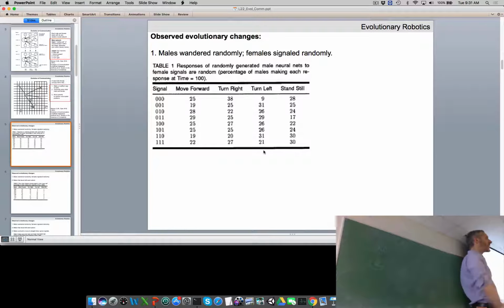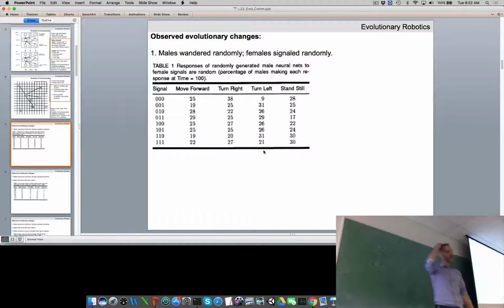We're creating 800 random females, so they tend to produce these 8 songs on average. We also have 800 males. What do they tend to do? 25% of them, when they were within hearing range of a female that was emitting this song, moved forward, 38% of them turned right, 9% of them turned left, 28% of them stood still. In the 800 random males that happened to hear a female emitting this signal, 19% did this, 20% did this, 31% did this, and 30% did that, right? Which is what you would expect.